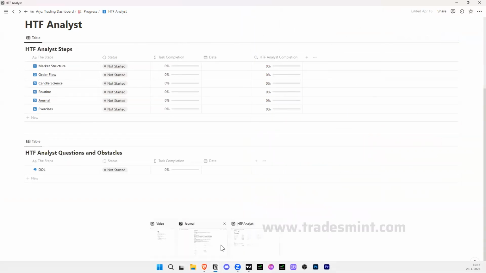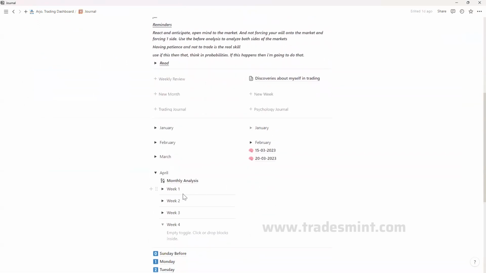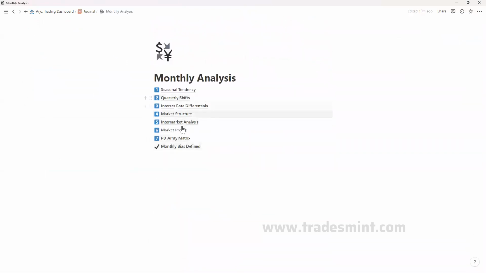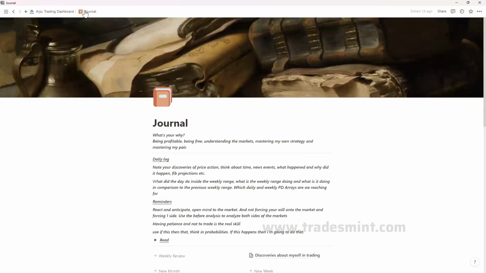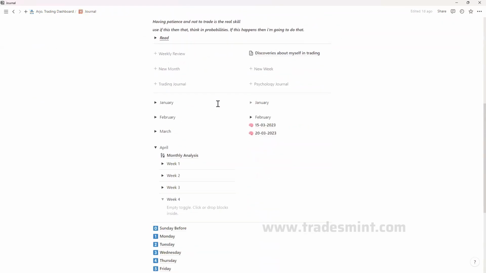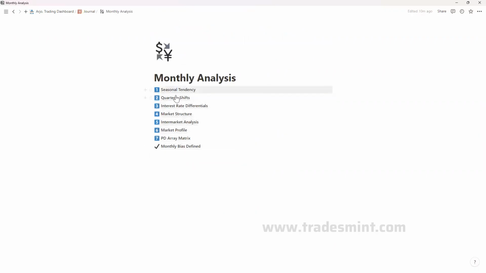Now, I have my own routine right here. The monthly analysis, seasonal tendencies, this is the exact same thing. This is my own journal. This is the exact same journal as in the trading dashboard you are provided with, so don't worry. Now, if we take a look at the seasonal tendency first. Now, this might seem like a lot right now, but again, I don't actually go over the steps.